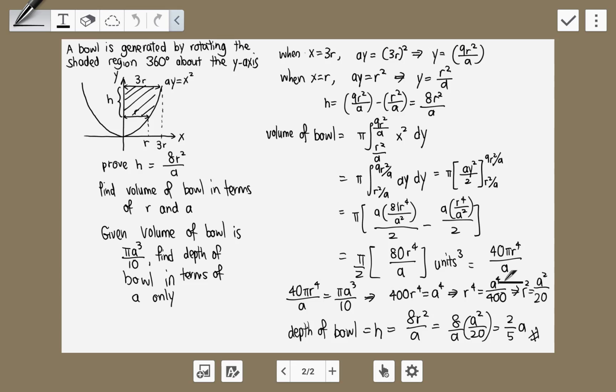Perhaps you ask me why I find r squared instead of r. It is because I know that I'm going to use it. To find the depth of the bowl in terms of a only, the depth of the bowl is 8r squared over a. We see r squared, so I just find r squared so that I could substitute inside that. So I substitute this into r squared, and this would cancel off, so I'm left with 1a, and 8 divided by 20 is just 2 over 5. So 2/5 a is the depth of my bowl. So that's it.